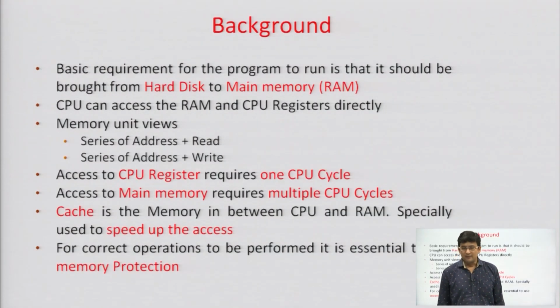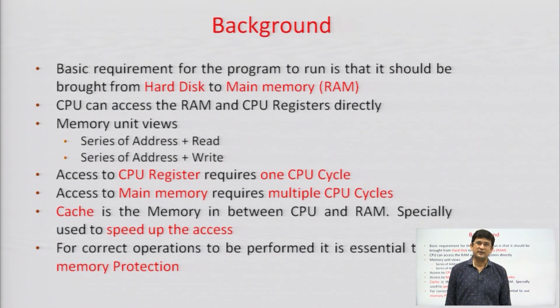So, we have seen that the basic requirement for the execution of the program is that the process should be brought from the hard disk to the RAM. The instructions from the main memory can be read by the CPU directly, and hence we are bringing the process from the hard disk to the RAM. RAM is a faster memory as compared to hard disk, but even so the CPU cannot devote time to accessing the instructions from the main memory directly, so a faster memory known as the cache memory is placed in between the CPU and the RAM.